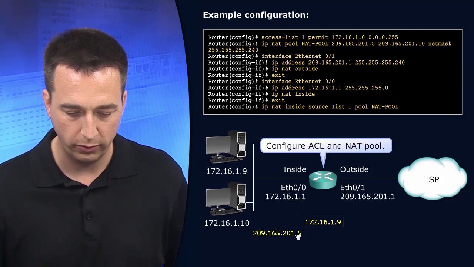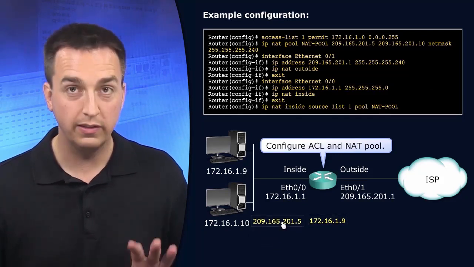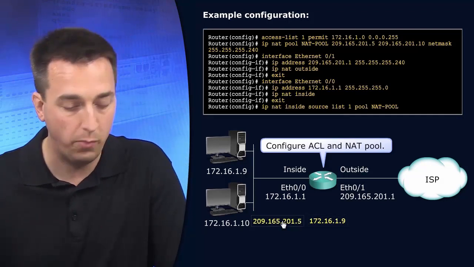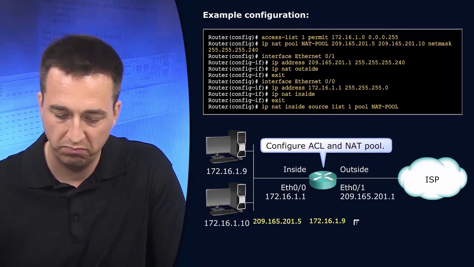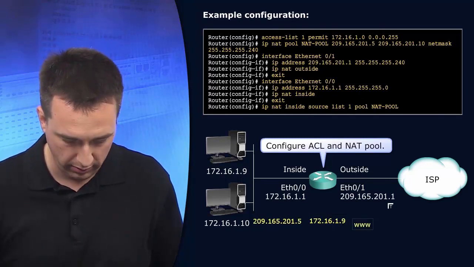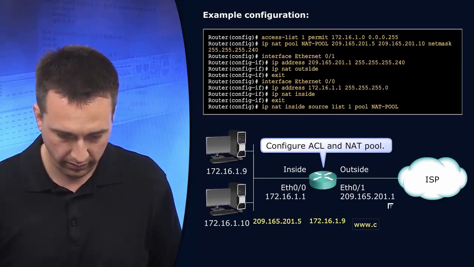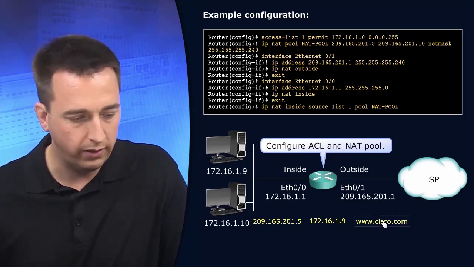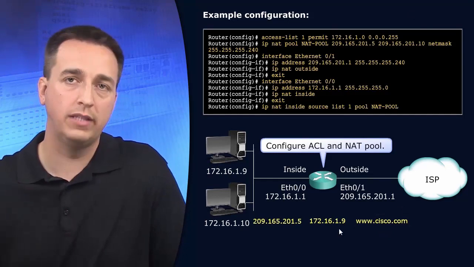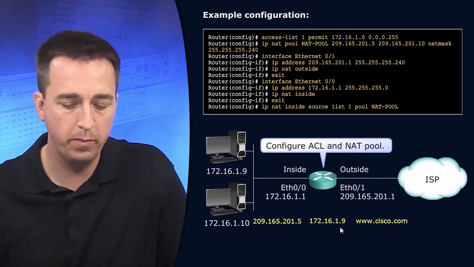Let's give ourselves a little more room here. So inside global address first, that would be in our network address translation table, followed by the inside local address. And then who are we trying to reach in this example? Let's say www.cisco.com. So there's our outside local and outside global address that we would have.